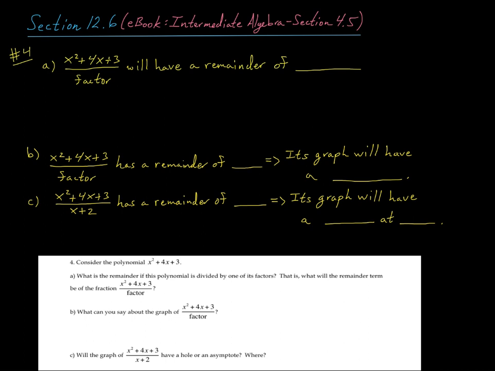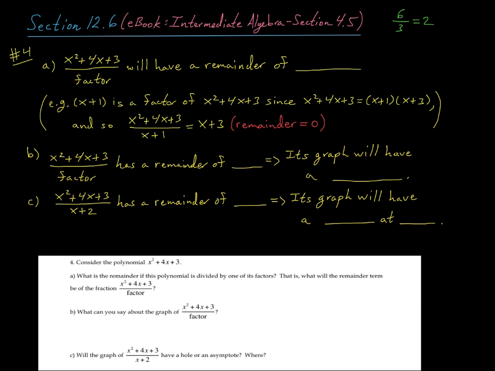dividend evenly. So for example, if I take the number 6 and I divide it by one of its factors, say 3, well, 3 being a factor goes into 6 evenly, right? 2 whole times. And so likewise here, if I took, say, the factor x plus 1, and why do I know this is a factor? Well, I can factor this polynomial as x plus 1 times x plus 3. And so in other words, if I divide x squared plus 4x plus 3 by x plus 1, I'm just going to get x plus 3, and that remainder term will be 0. Okay, so our answer to part A is just 0.